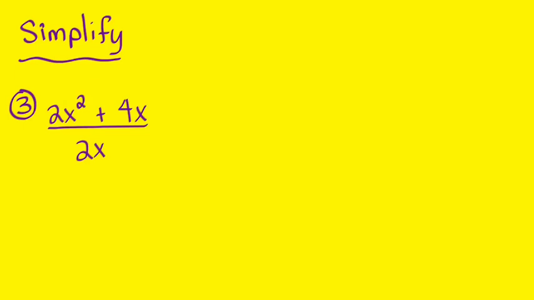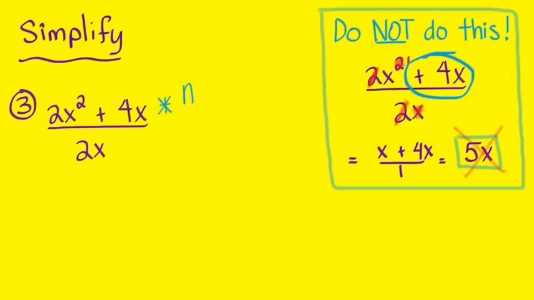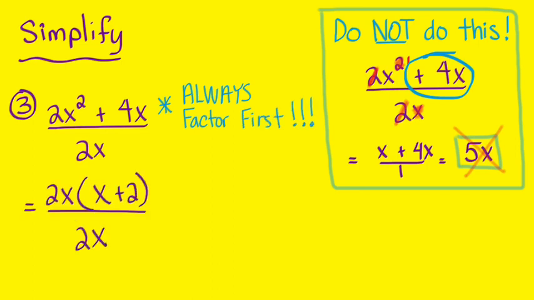When I'm simplifying a fraction that has a polynomial at the top that I can factor, I factor first, right? I don't try to just cancel out here and say I'm done with it. This would be incorrect because when something is divided by 2x, the whole family on top is divided by 2x, right? So we always factor first. So I'm going to factor out the 2x on top, leaving me x plus 2.